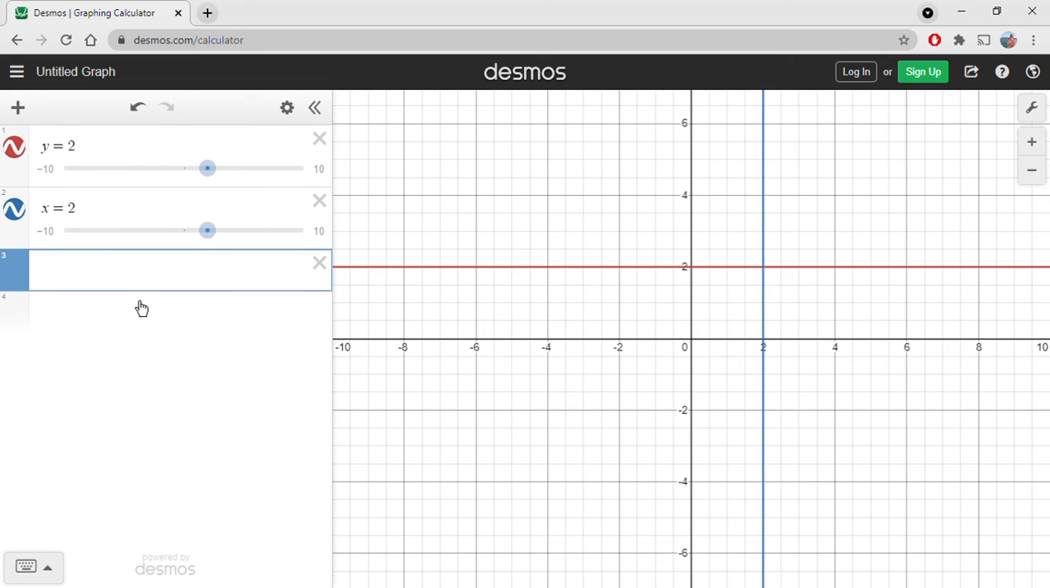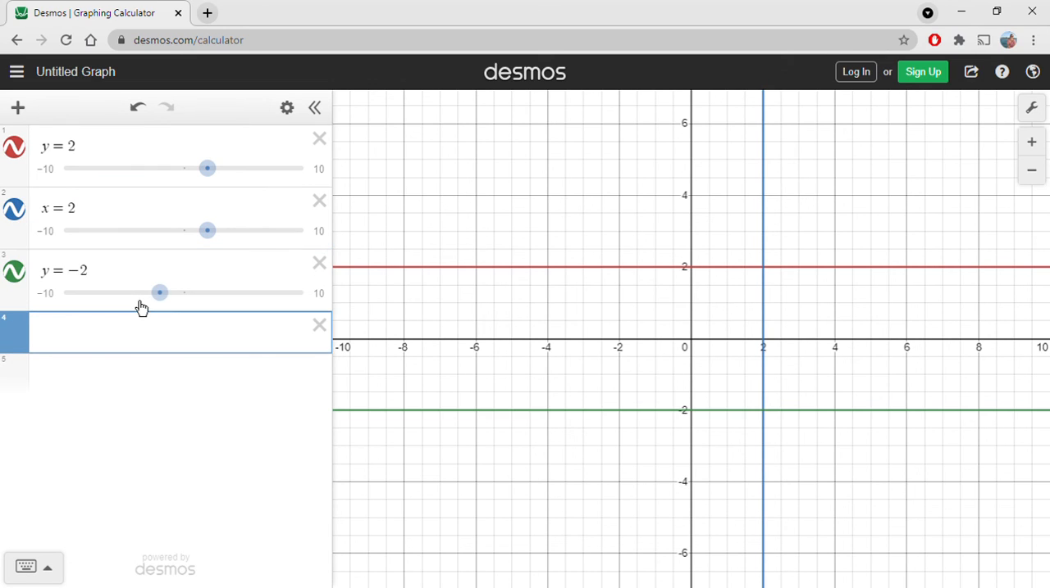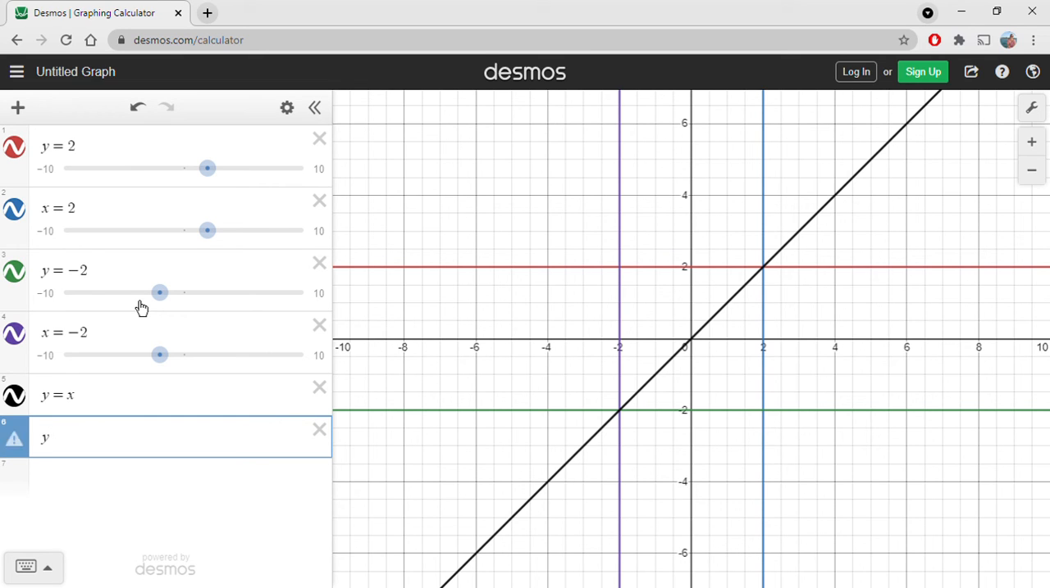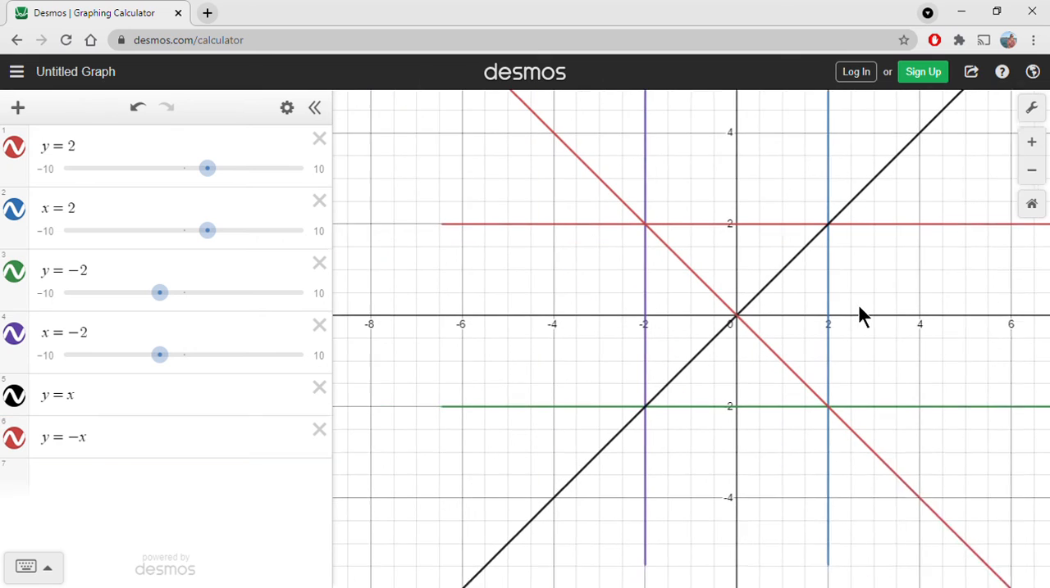So how would this complete the box? You could have y equals -2 and x equals -2. Okay, you could ask your students, well, how can we put an x through that box? Well, I think our basic line and its opposite would put an x through that box right there.